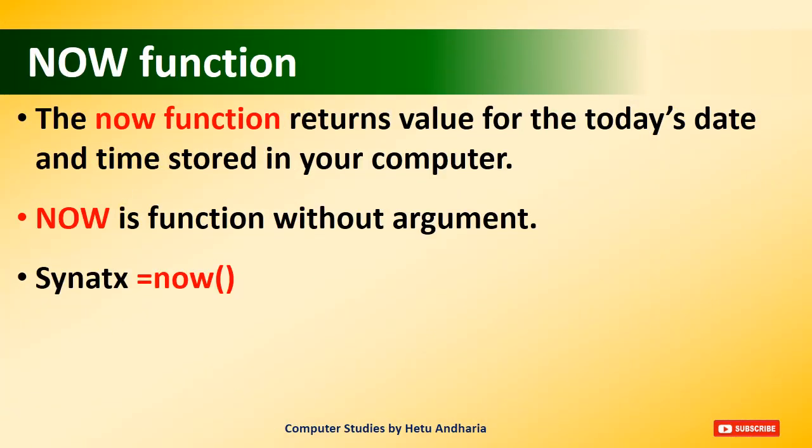Now we had seen the TODAY function. In the same way is the NOW function. The NOW function returns the value for today's date and the time also stored in the system. NOW is a function without any argument, same way like TODAY, and the syntax is equal to NOW bracket open, bracket close. In TODAY it was only displaying the date, while here after the date it will also display the time.